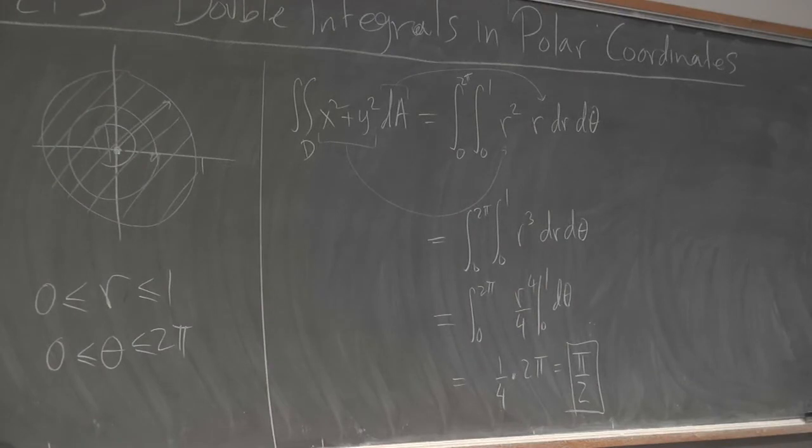That's sort of the power of polar coordinates, that it allows you to do circular regions a lot easier, right? As long as you remember your polar coordinates and how to describe a region in terms of a radius and an angle.